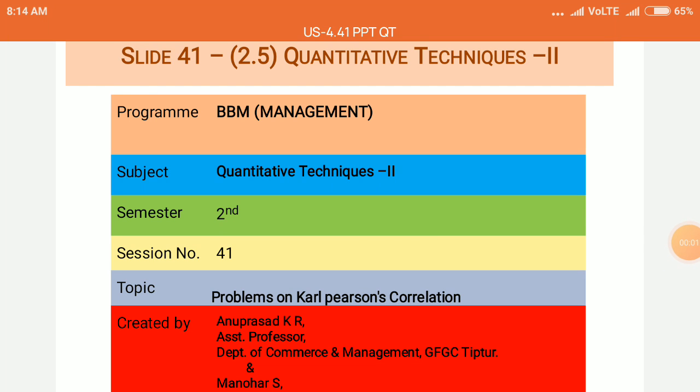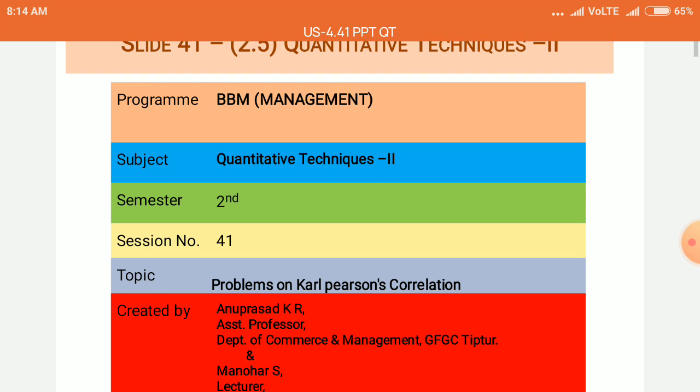Here we have been solving problems on Karl Pearson's coefficient of correlation by using arithmetic mean as well as assumed mean from the last two sessions. So in this session also we are going to solve some problems on Karl Pearson's coefficient of correlation.